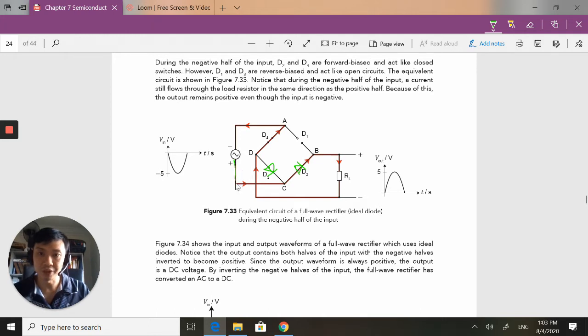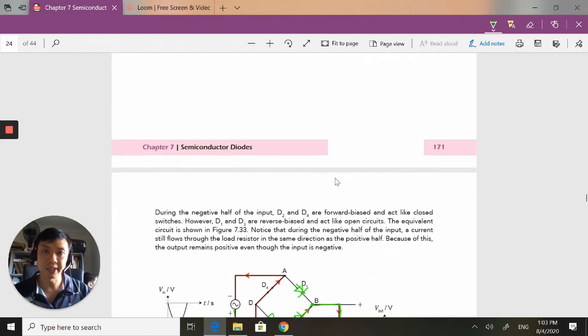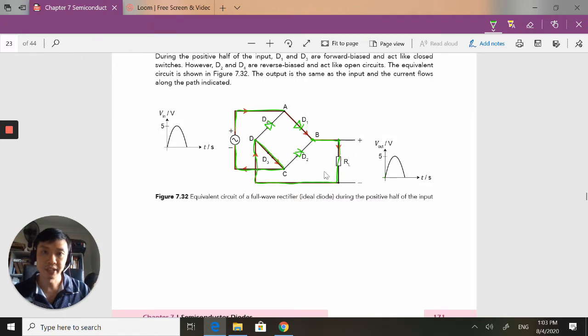So let's follow the green line. Goes through here, here, and here. At this junction, I have my diode placed like so, and it is reverse bias here, so no current flows through here. Instead, the current will go down. And you'll notice something: the direction of the current flowing through the load is the same direction as the positive phase.